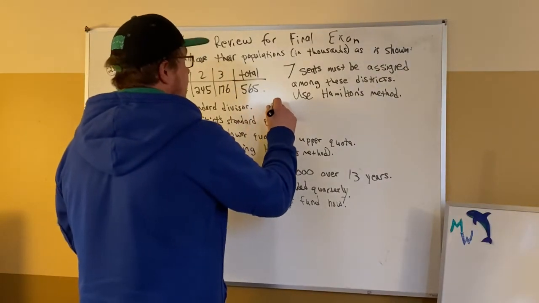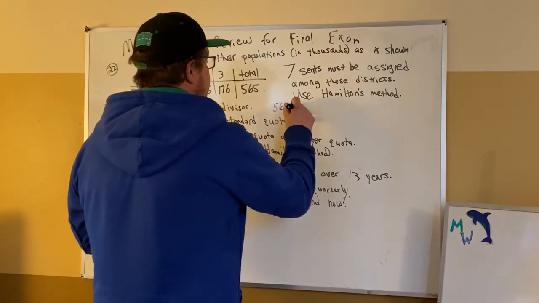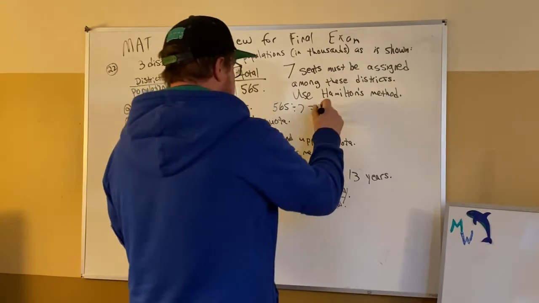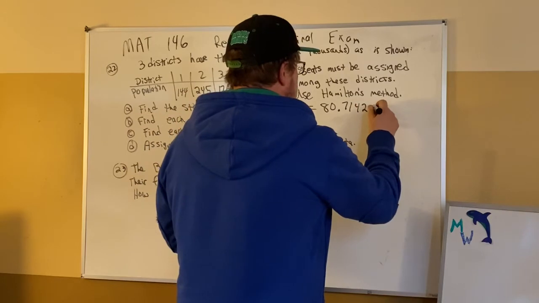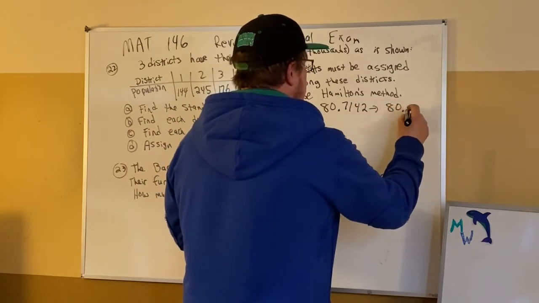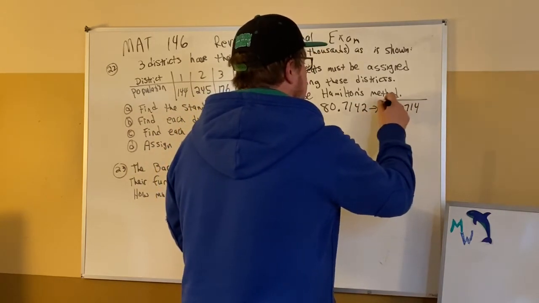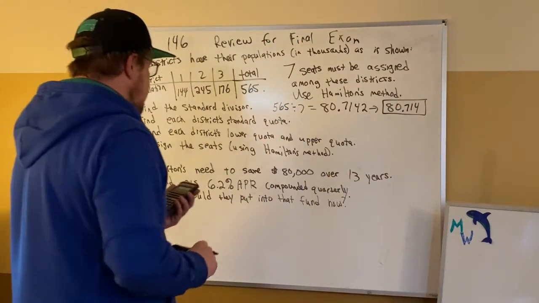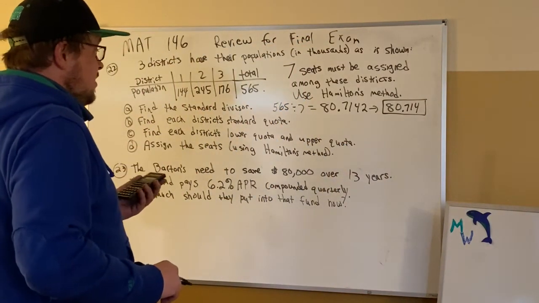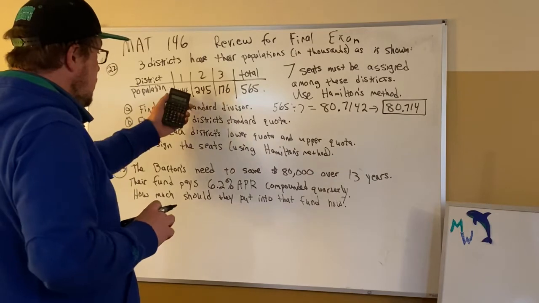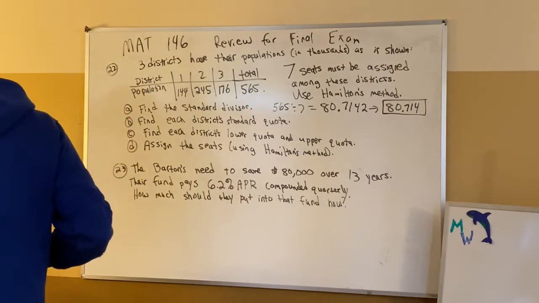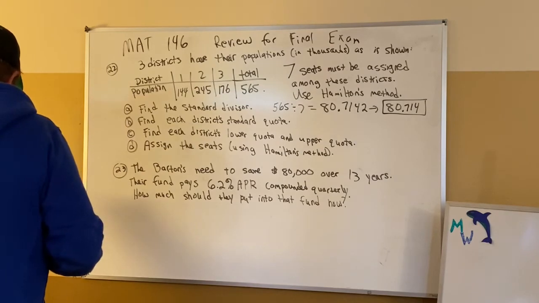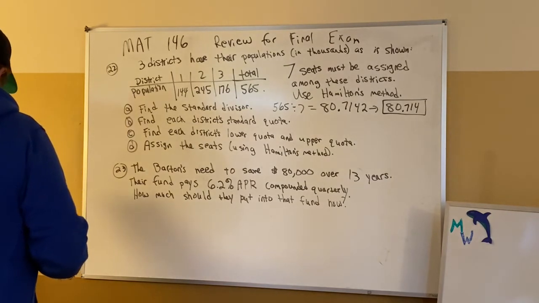And what I had was 565 divided by 7 got me 80.7142, so 80.714. That's my standard divisor. Find each district's standard quota. So we're going to divide each one of their populations by that divisor, and we're going to go for a total of 3 decimal places each to make sure that they do break the tie.